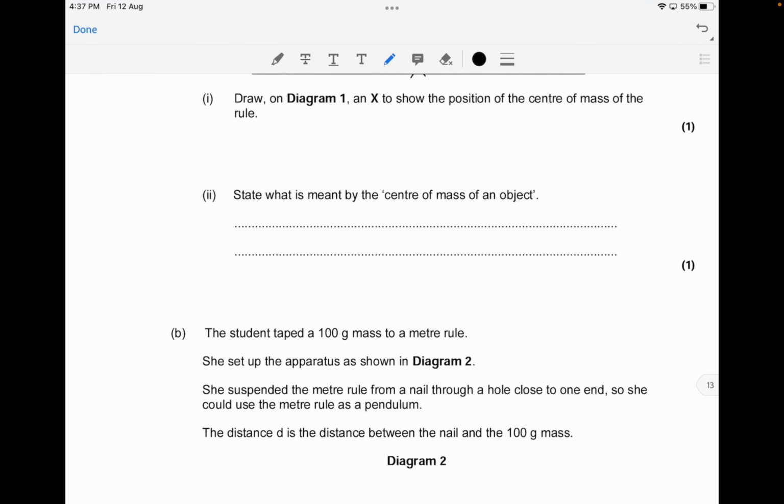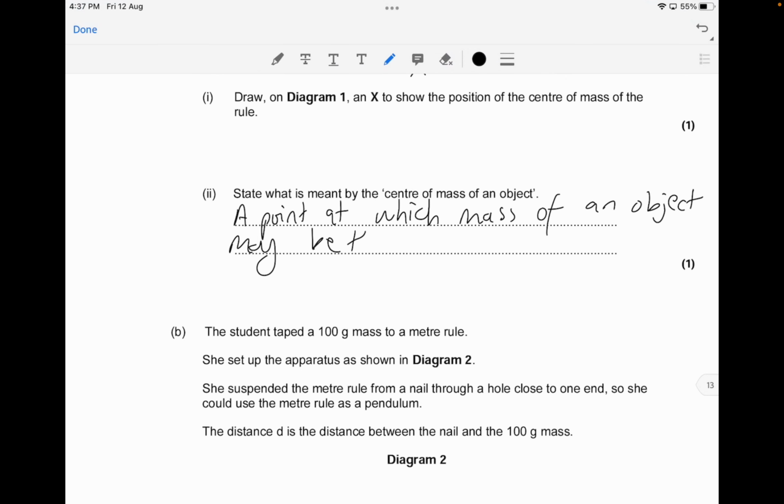Alright, so what's meant by the center of mass of an object is going to be a point. Just write this down, guys. It's a point at which the mass of an object may be thought to be concentrated. So that's going to be your answer. Alright, let's move on to the next question.